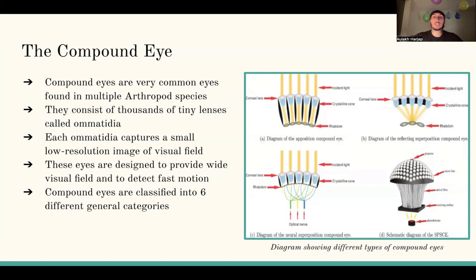Compound eyes are themselves classified in 6 different morphological categories, and some of these categories can be seen here in this image. These include apposition compound eyes, afocal apposition, neural superposition, refracting superposition, parabolic superposition, and reflecting superposition types of compound eyes. Each of these compound eye categories differ in their type of image that the animal sees.